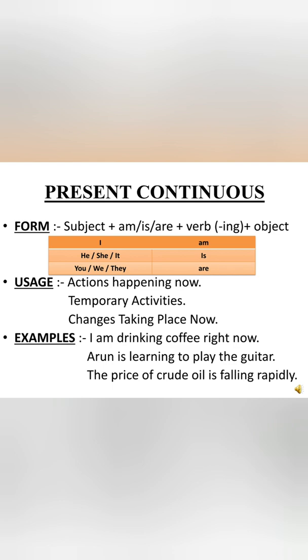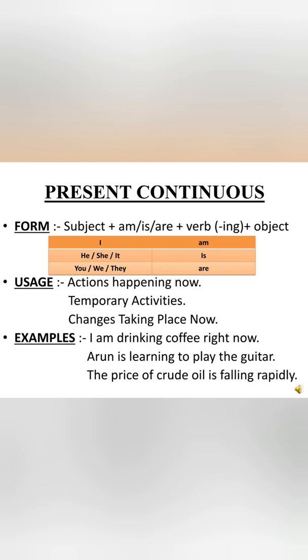I'm drinking coffee right now. "I am drinking coffee right now" is telling about an action that is happening at the moment. Next example, Arun is learning to play guitar. It's talking about a temporary activity. Arun may stop learning the guitar anytime in the future. And the third, the price of crude oil is falling rapidly, is talking about a change that is taking place right now. In future the price of crude oil may increase. About that we are not sure.